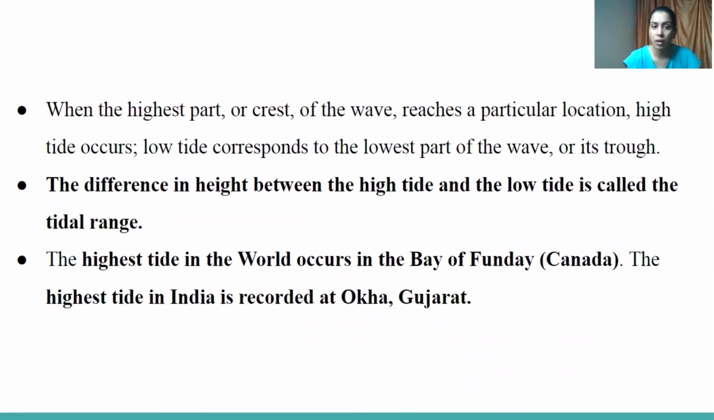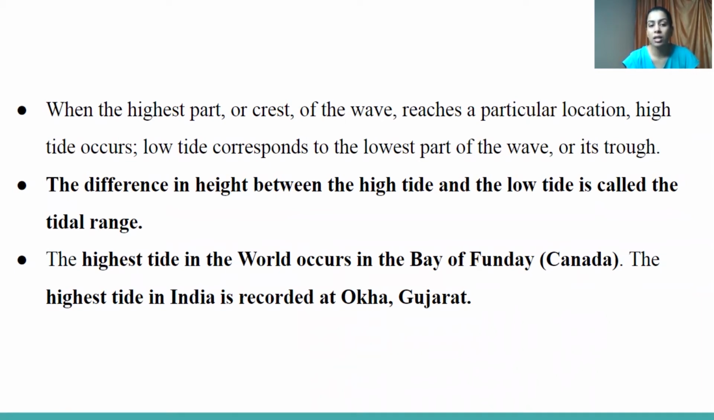When the highest part or the crest of the wave reaches a particular location, high tide occurs. Low tide corresponds to the lowest part of the wave or its trough. The difference in the height between the high tide and the low tide is called the tidal range.